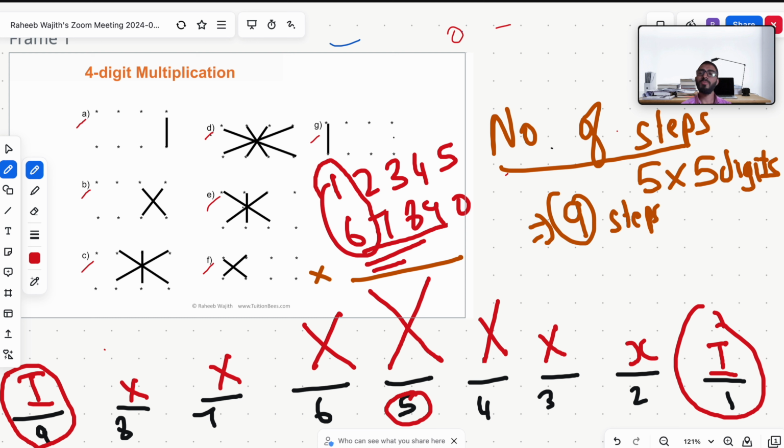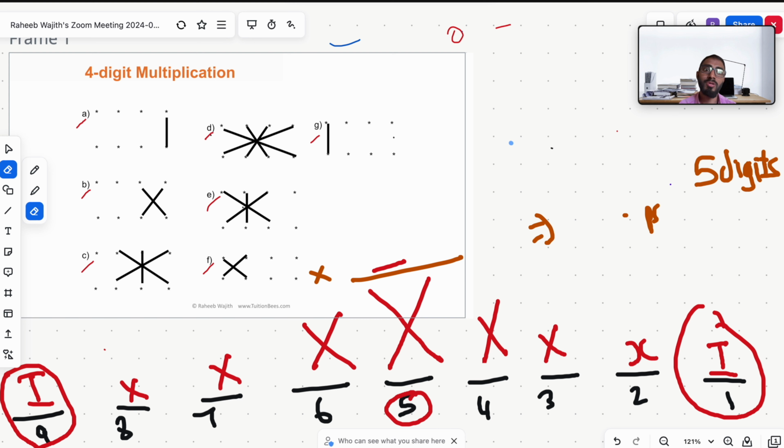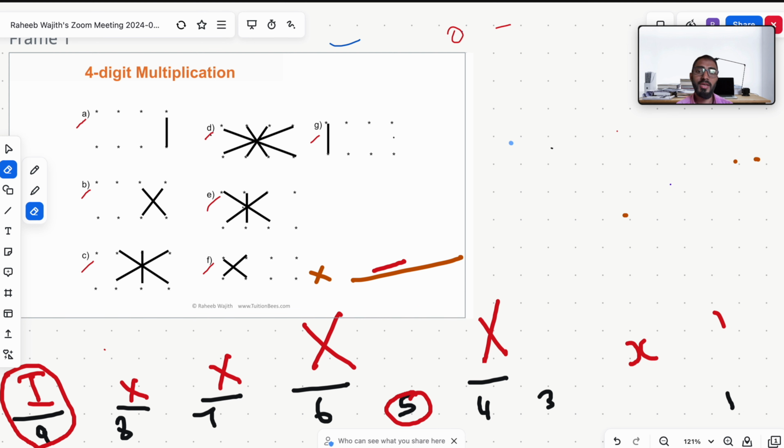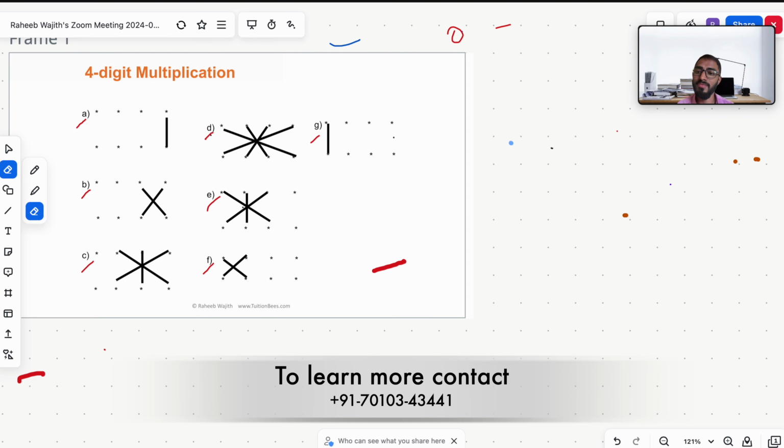So don't stop here, friends. Okay, try different numbers. Check your answers if it is coming correct. Find out if you're doing it correct by checking the answers. Okay, it will take a little bit of time for you to adjust, but I'm damn sure once you are used to this method, you'll never go back to your traditional method. It is much faster.